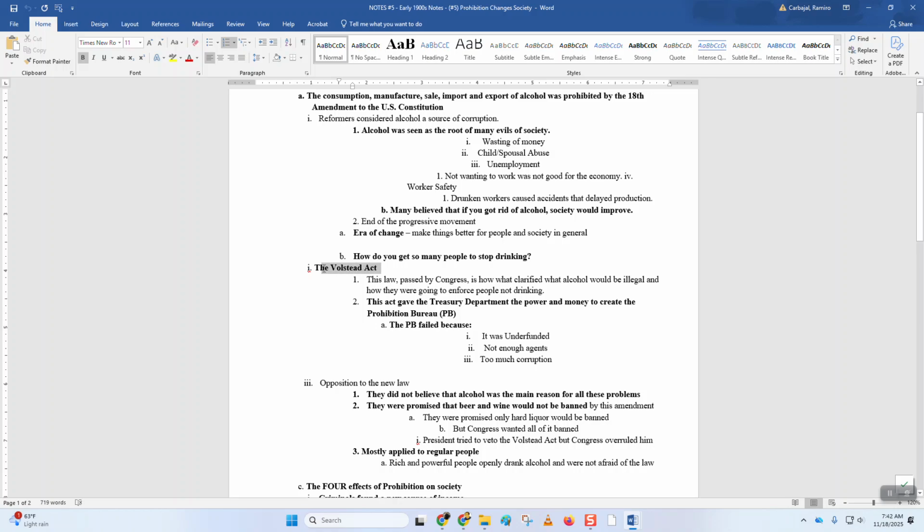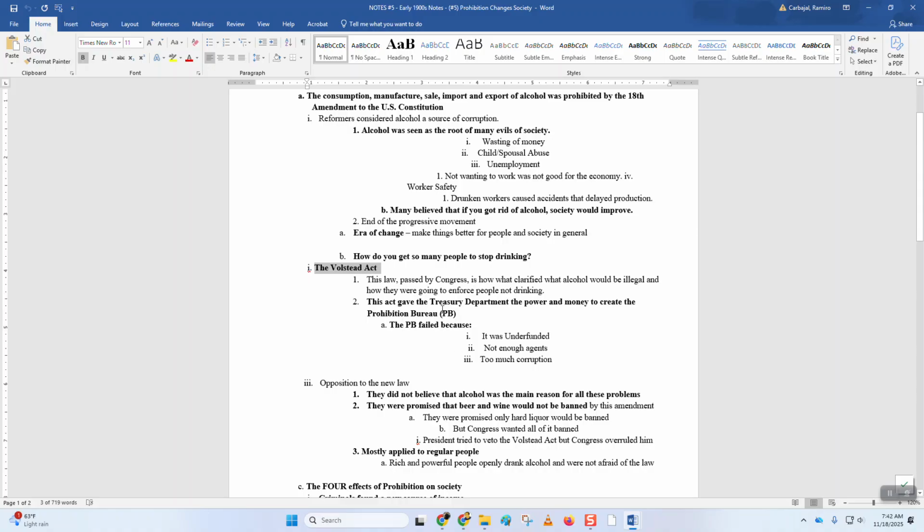So they passed the Volstead Act. The Volstead Act was a law passed by Congress that basically set up that alcohol was illegal, and then we're going to choose a new enforcement group to make sure people don't drink. Basically, they're going to create a new federal agency. A federal agency is going to be like the FBI that we have today. The Federal Bureau of Investigation is the one that investigates crime across the country.